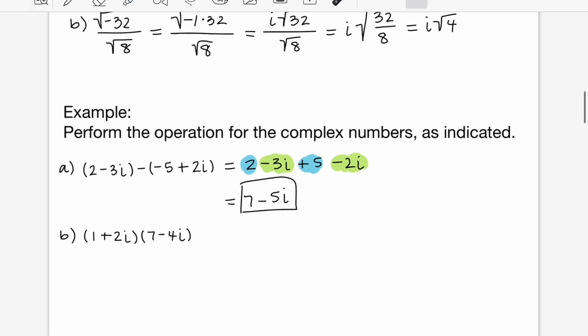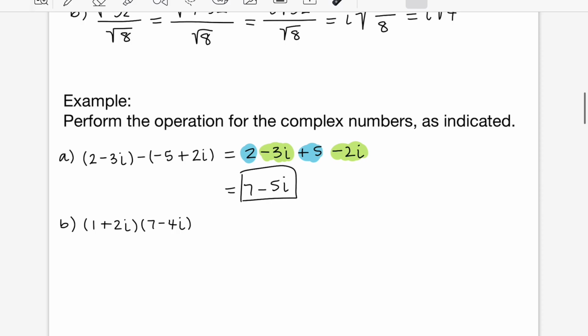Similarly, for this example here, we're going to multiply these complex numbers, and we can do that just how we normally did it with real numbers. So we'll do the FOIL method. So this term is going to multiply that term and this one. And then this term is going to multiply this one and this one.